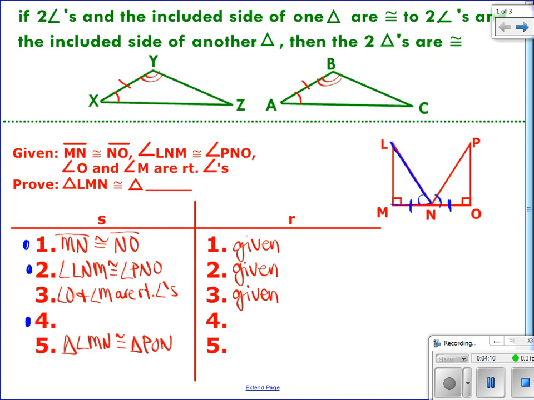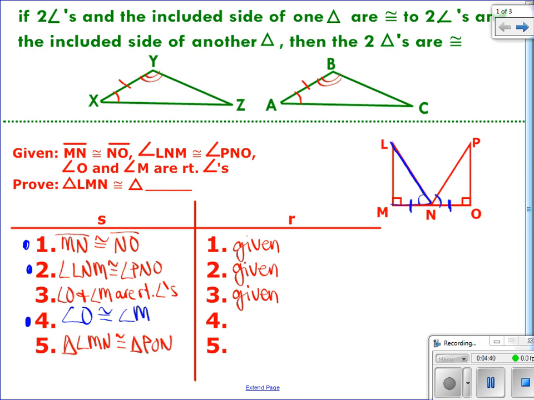Anyone know what we would say? I don't know if we've been over this one yet. Really good guess. Not definition of right angle. Definition of right angle would be talking about 90 degrees. No, another good guess. I don't think we've been over this one, so I'll tell you what this one is.